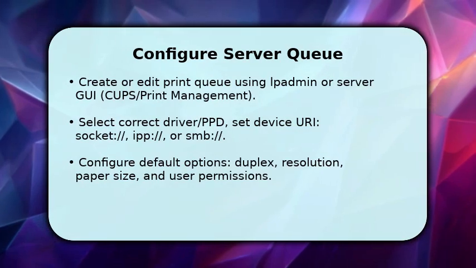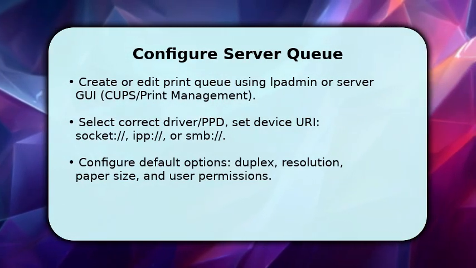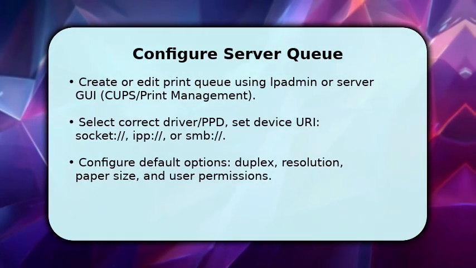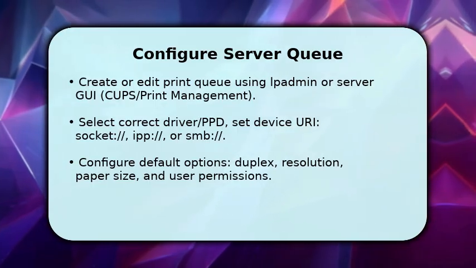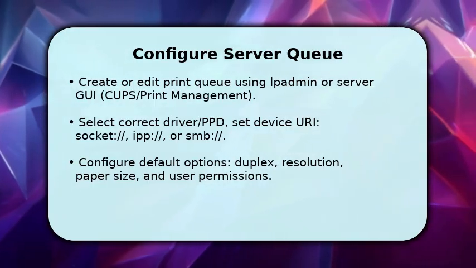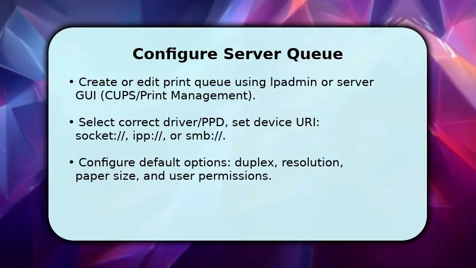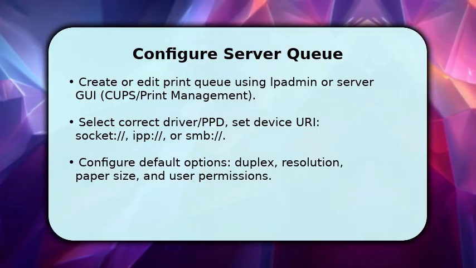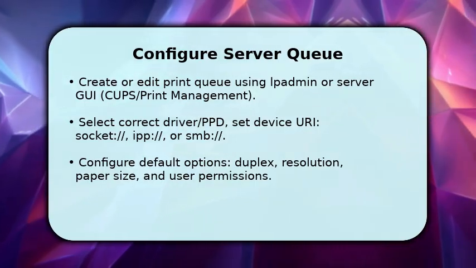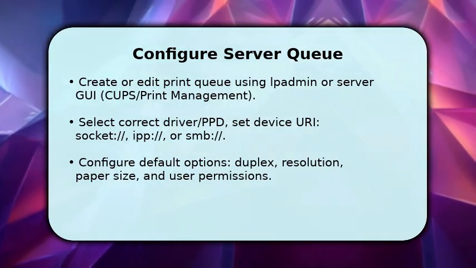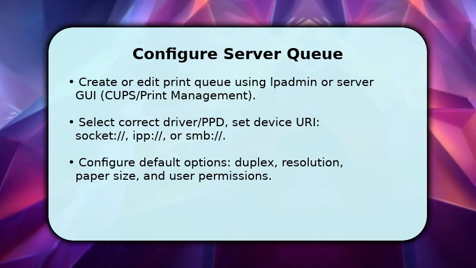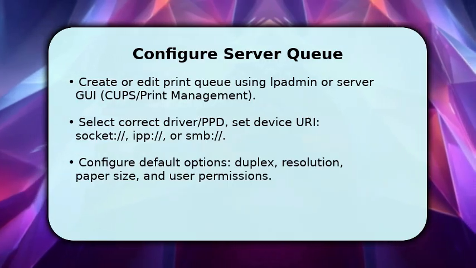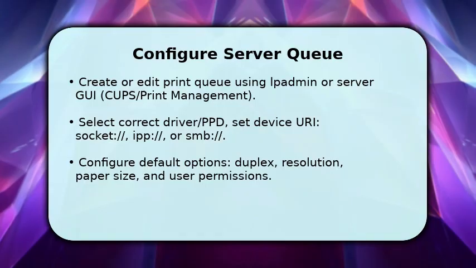You now create the server-side print queue. If using CUPS, run lpadmin with the device URI, socket://IP:9100, ipp://printer/IP, or smb://domain/printer and assign the proper PPD. If on Windows Server, use Print Management to add a TCP/IP port or import via SMB and select the supplied driver. Once created, set defaults like duplex and paper size and restrict who can print. After that, restart the print service so filters load.